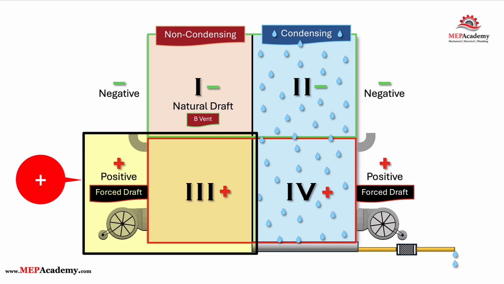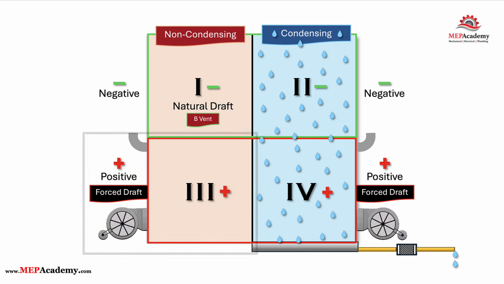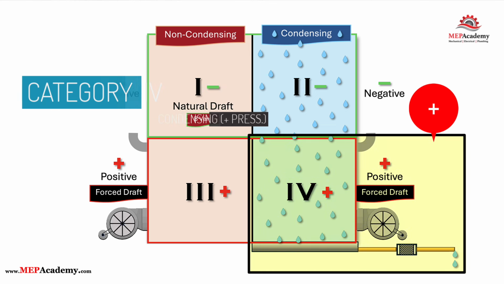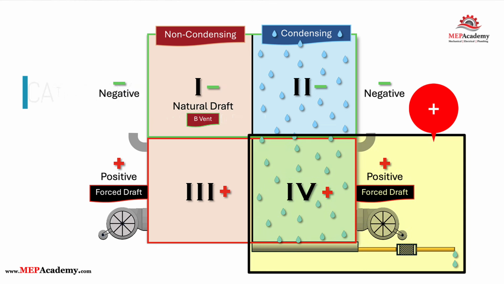Since the flue gas temperature is high enough to avoid condensation, Category 3 vents are in the non-condensing section of the chart. Category 4. Category 4 also uses a forced draft positive pressure vent, but since the flue gas temperatures can reach temperatures below the dew point, they're classified as condensing type. The flue will also require that the material resist corrosion caused by the presence of moisture.